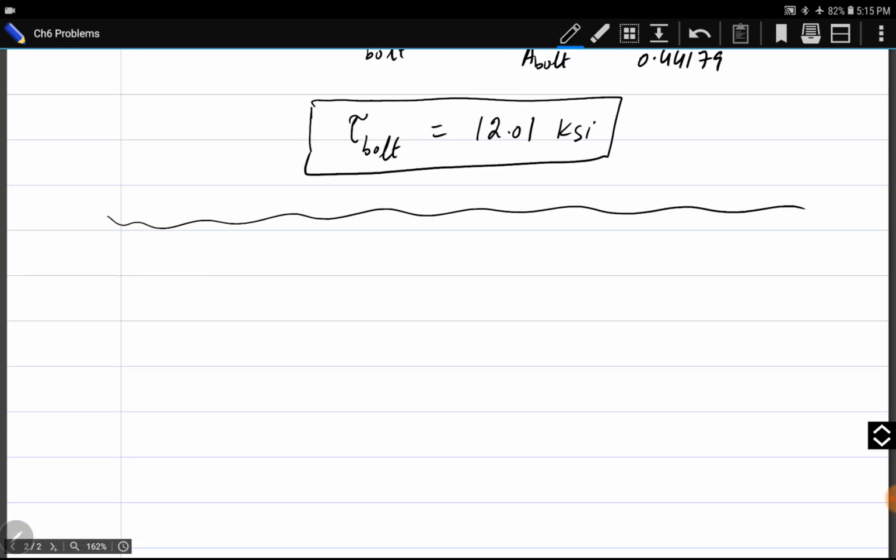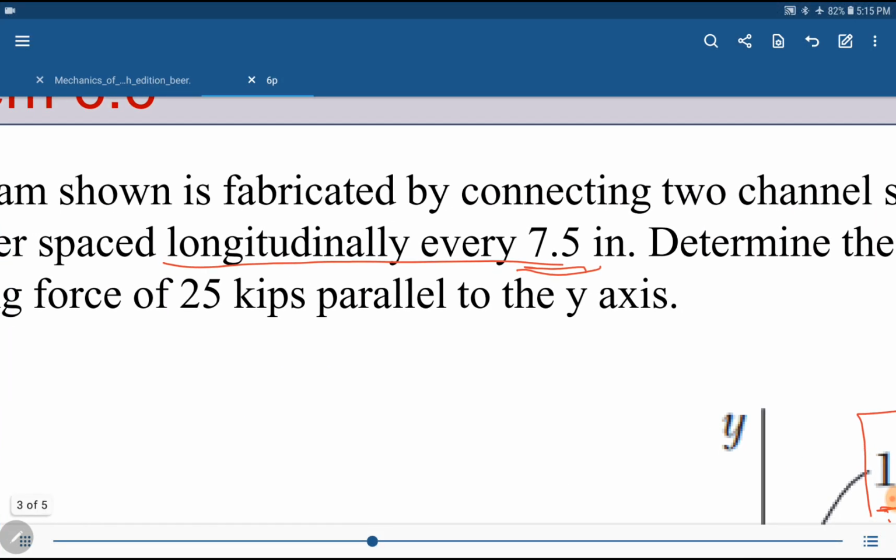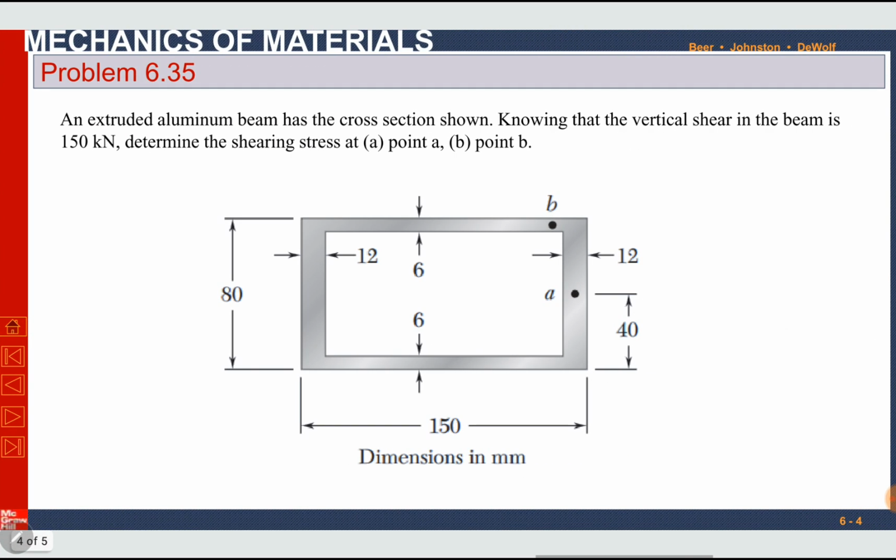Okay, we will move towards our next problem. The next problem which I have selected for this lecture is problem 6.35 from the exercise. An extruded aluminum beam has a cross section shown. Knowing that the vertical shear force in the beam is 150 kilonewton, this is the cross section of the beam given in the diagram. Vertical shear force V is given to us. It is 150 kilonewton. Determine the shearing stress at point A and point B.